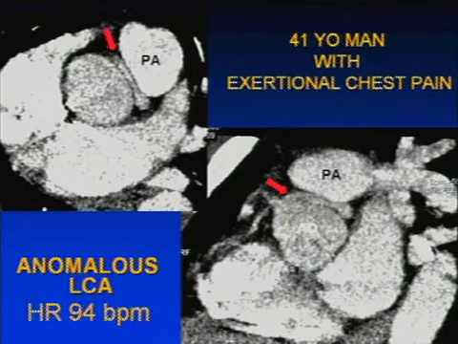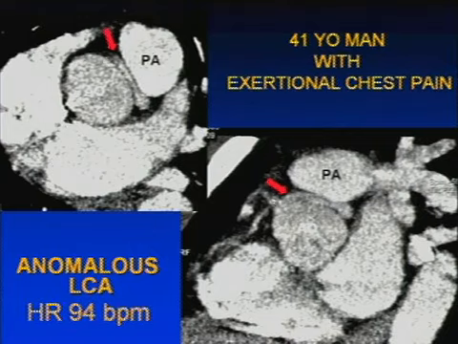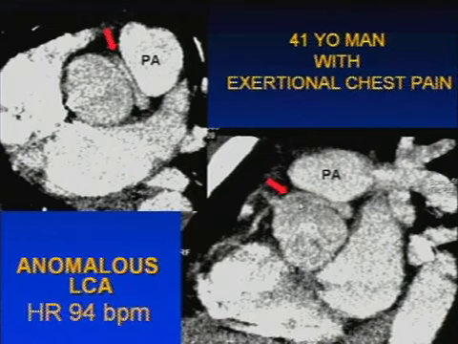But what we can see is this patient had chest pain, and we can see that there's an anomalous left coronary artery, which is coming off the right coronary sinus. This is the right coronary artery, this is the left, passing between the pulmonary artery and the aorta to reach the left side of the heart. And this is a so-called malignant configuration.